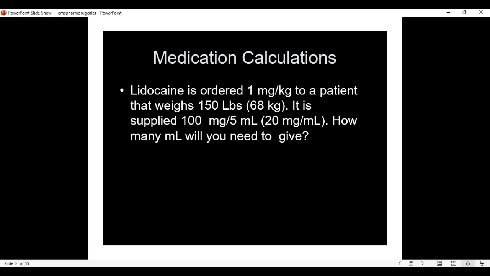Okay, we're back. So here we go. It's 3.4 milliliters, right? We're giving 1 milligram per kilogram, so we need to give 68 milligrams for our formula. And we're going to divide that 68 by 20, which gives 3.4 mLs.